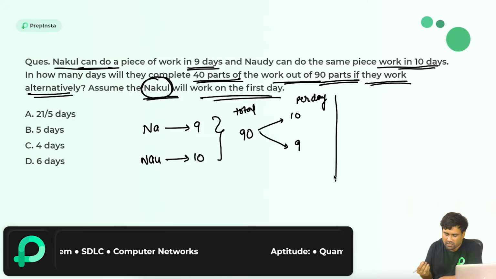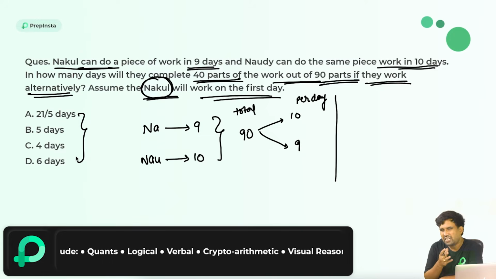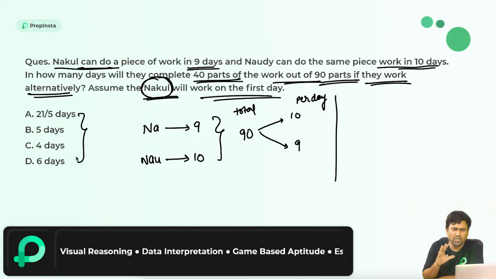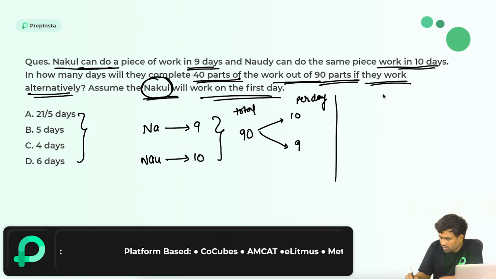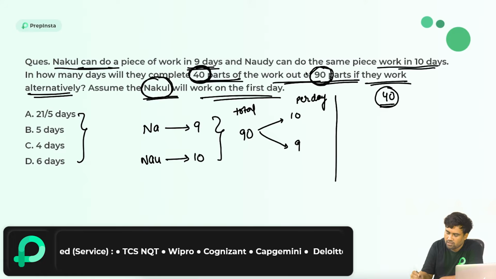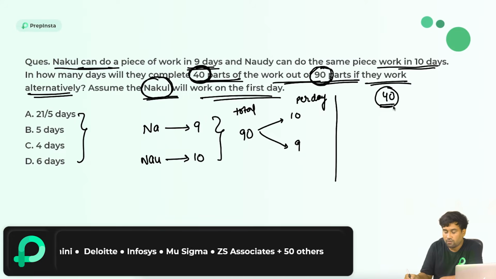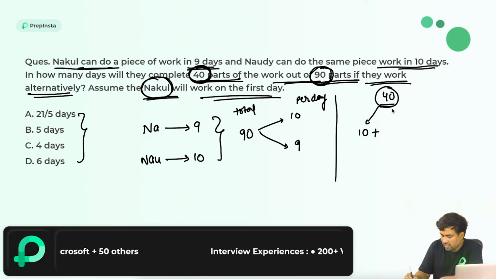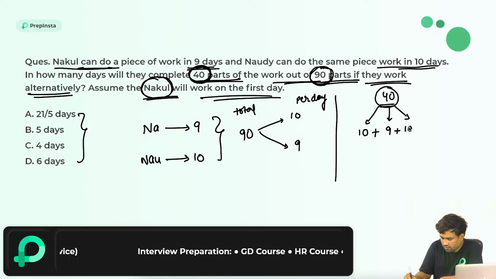So I am directly taking, if you see the options, they are very near to 4 days, 5 days, 6 days, right? So you can directly assume day by day work, how much it is completing. So just look at here, the total units we need to complete is 40 units only. Why? Because they clearly mentioned to complete 40 units out of 90 units. Just look at here, first day the work completed by Nakul is 10 units. The second day the second person will work, and third day again the first person will work, on fourth day again the second person will work.